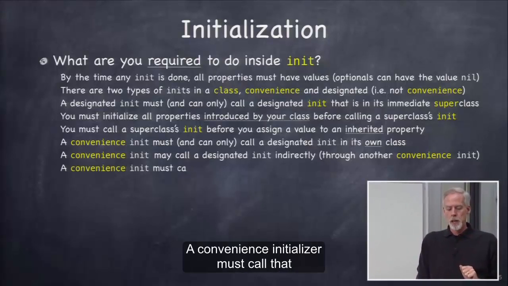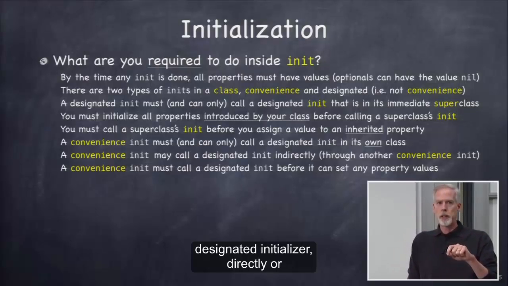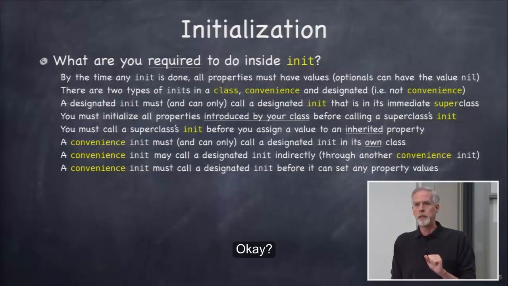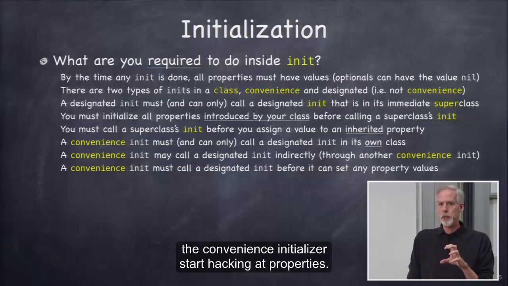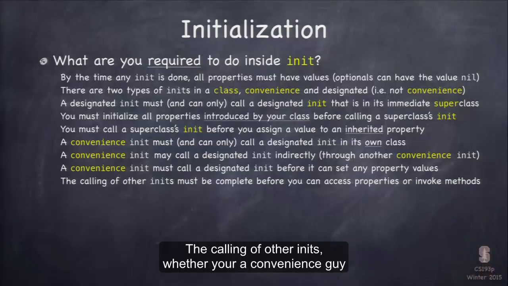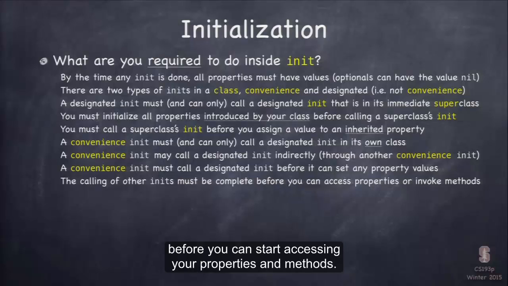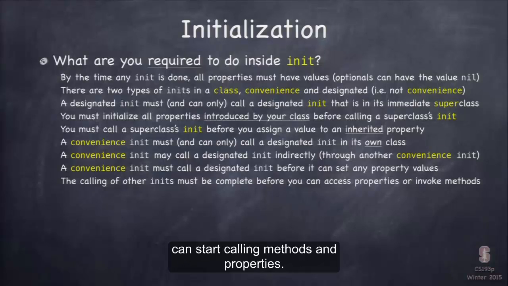A convenience initializer must call that designated initializer, directly or indirectly, before it can touch any values, obviously. You have to get your object primarily initialized before the convenience initializer can start hacking at properties. The calling of other inits, whether you're a convenience initializer calling your designated one, or a designated initializer calling up to your superclass's designated one, has to be complete before you can start accessing your properties and methods. In other words, the class has to be initialized before you can start calling methods and properties.